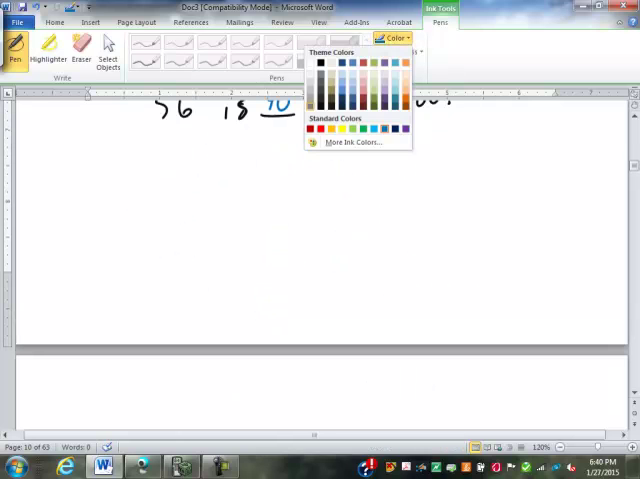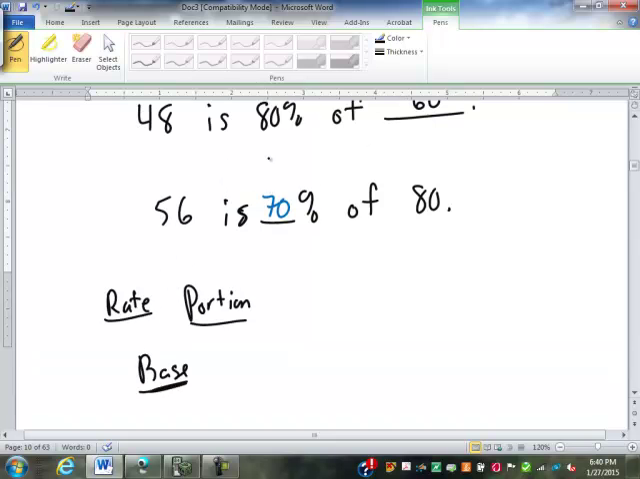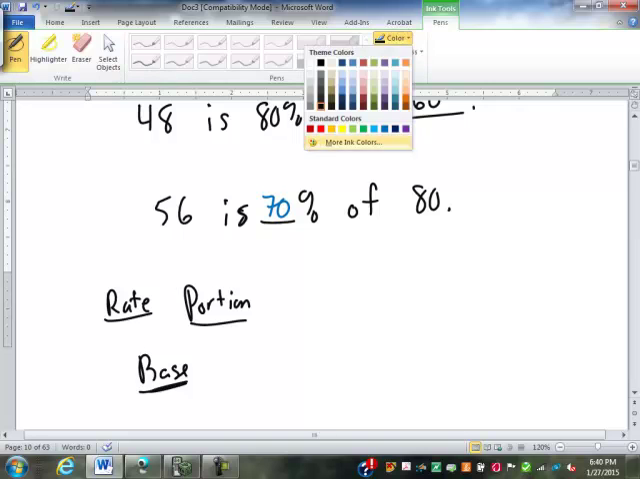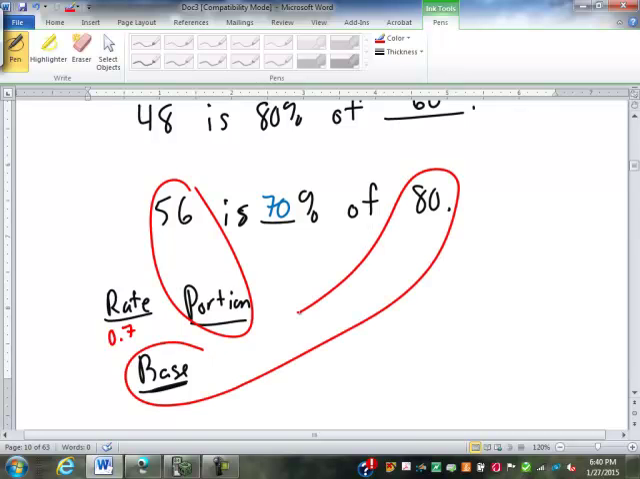Now there's something the book uses. It uses a mnemonic device. Of course, you have the rate, which we talked about, which is the percent turned into a decimal. The portion and the base. The base is whatever represents the 100%. The portion is the piece that we get. So in a problem like this would be the portion. Of course, the rate would be 0.7, and the base would be 80, the whole amount.